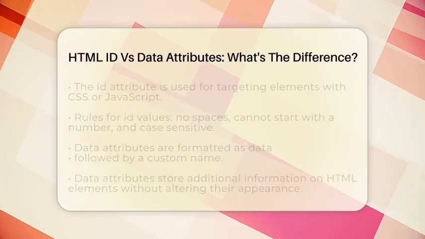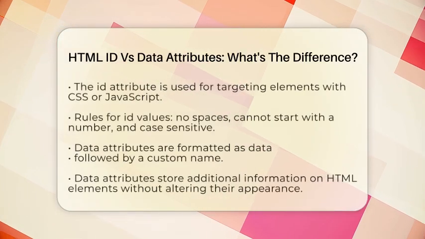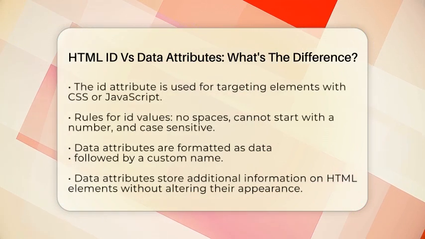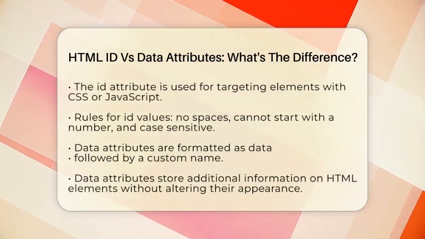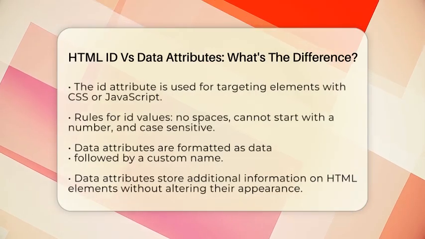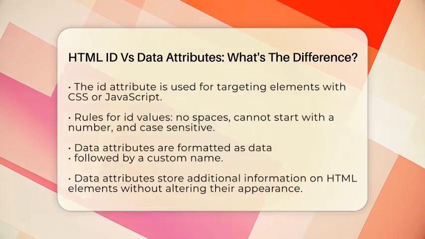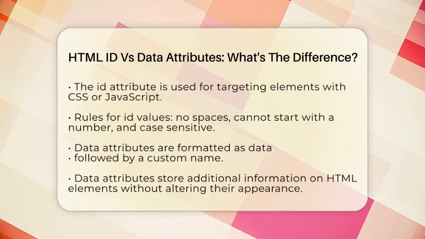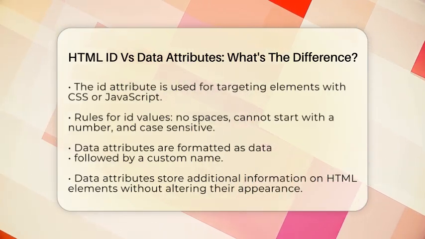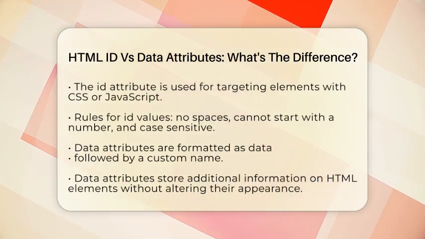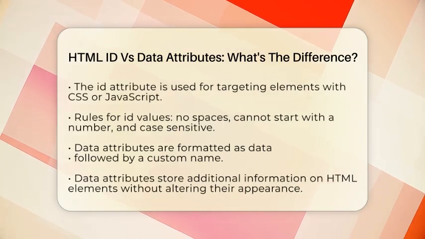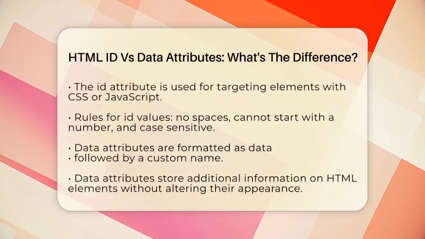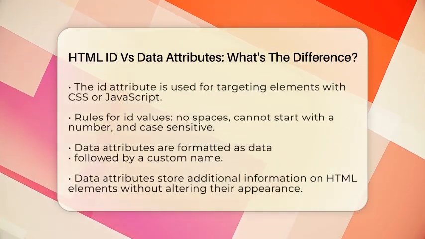It is important to note that the id value must follow certain rules. It cannot have spaces, cannot start with a number, and is case sensitive. Now, let's talk about data attributes. These are written as data followed by a hyphen and a custom name you choose. Data attributes are designed to store extra information directly on any HTML element without affecting how it looks or works by default. They allow developers to embed custom data in HTML elements in a standardized way.